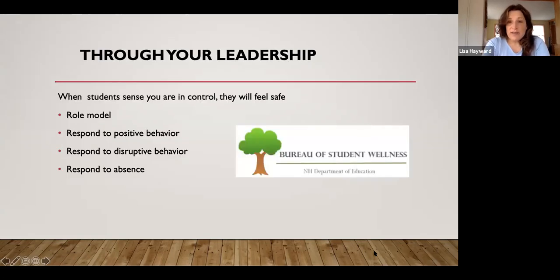Your leadership is key to students feeling safe. When students sense you're in control, they're going to feel safe and they're going to behave well. So be a role model for them. Consistently respond to their positive behavior. Consistently respond to their disruptive behavior. And consistently respond to their absence.